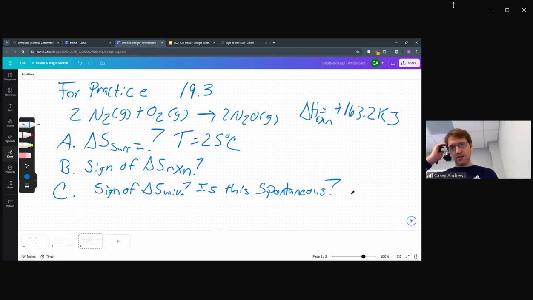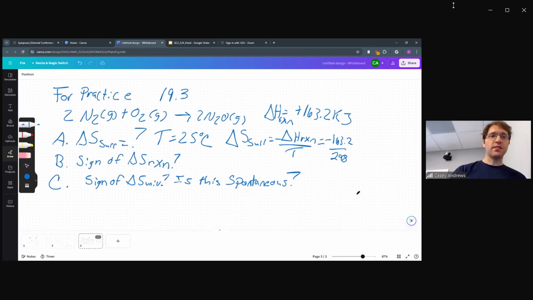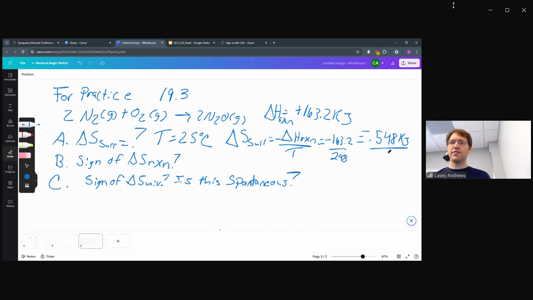Alrighty. So let me start to go over this. So first off, we want to calculate delta S surroundings. Remember, our equation is delta S surroundings equals negative delta H reaction divided by T, which is negative 163.2 divided by 298. So the change in the entropy of our surroundings is negative 0.548 kilojoules per Kelvin.